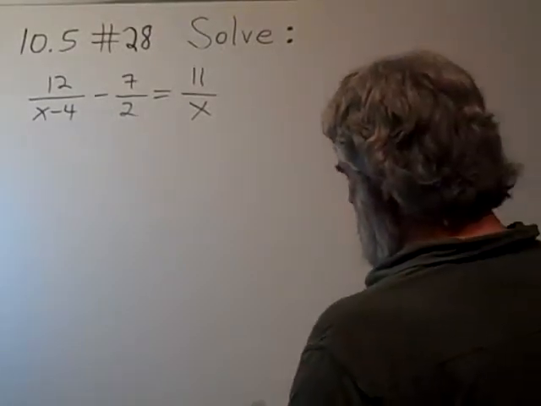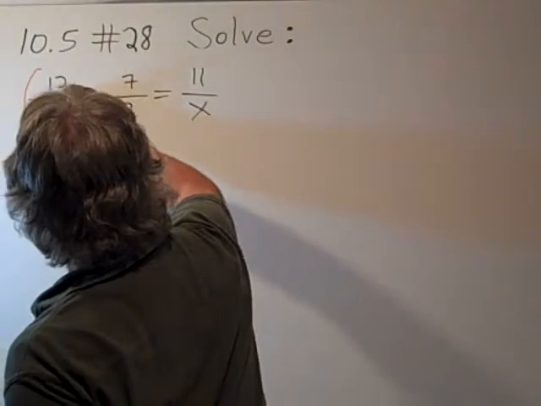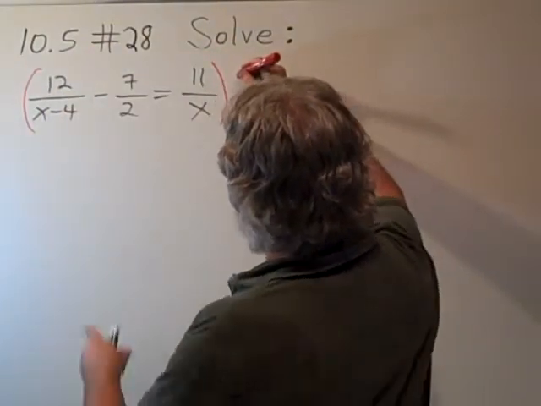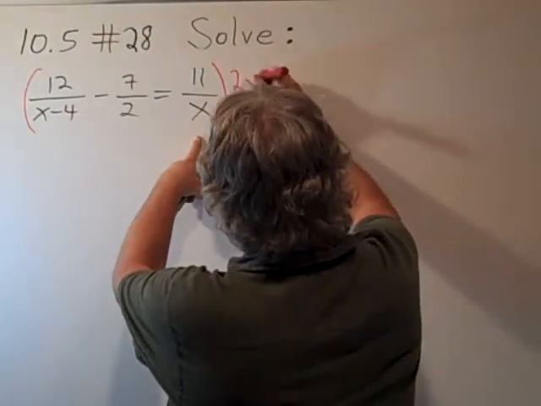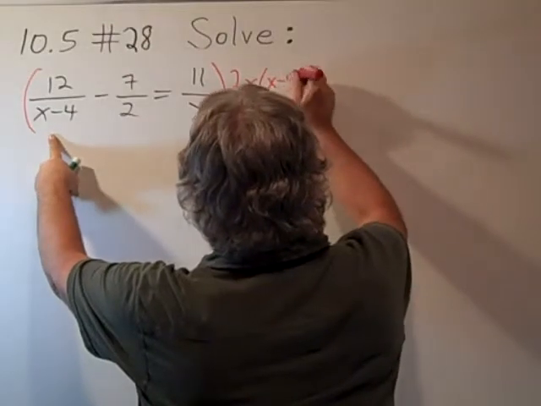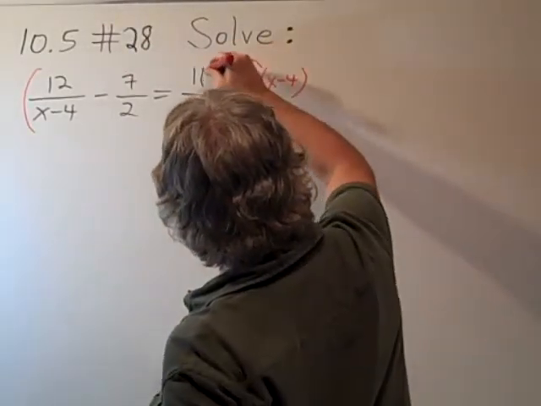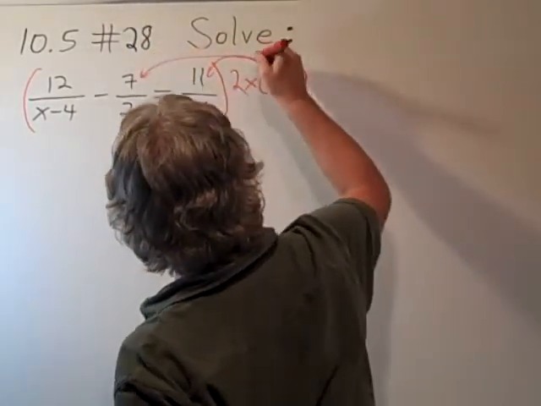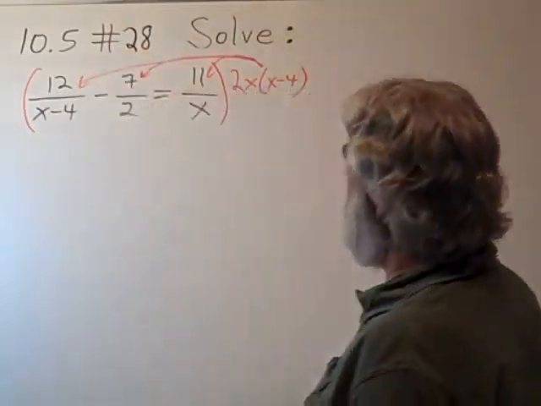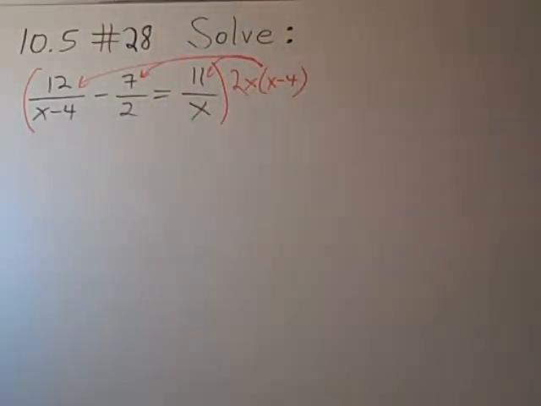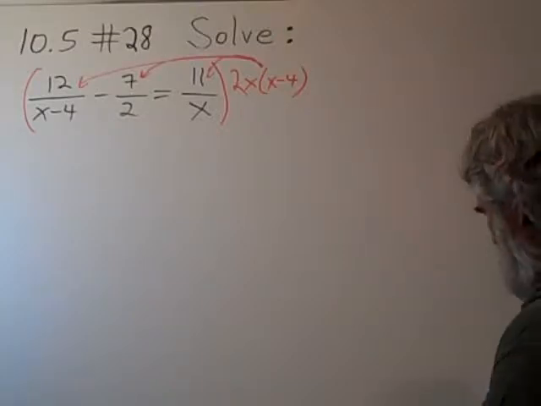Okay, let's multiply by the LCM of all three denominators, which has to have a 2 and an x, and an x minus 4. So we distribute this to every term in the equation, multiplying both sides of the equal sign and distributing it to every term. And we end up with, first of all, the x minus 4's cancel out.